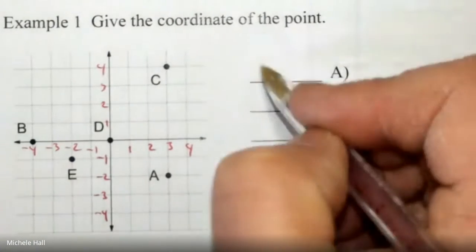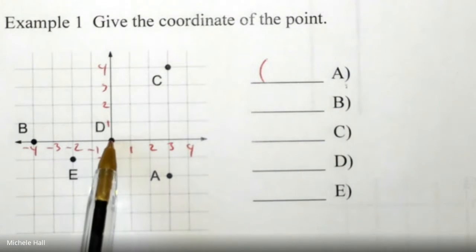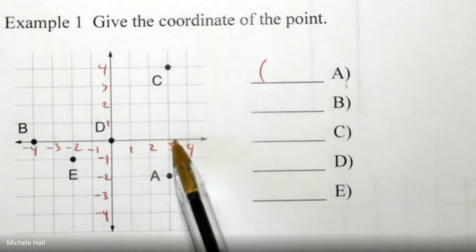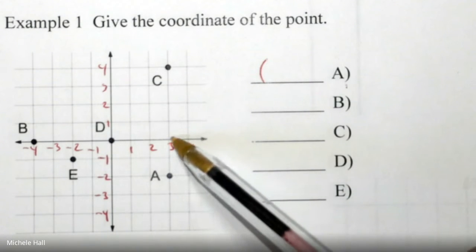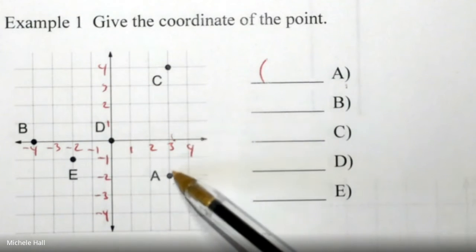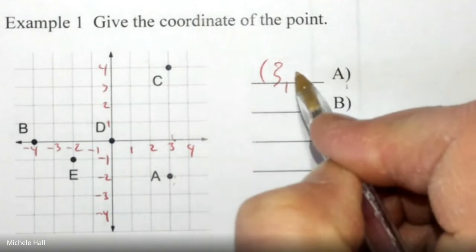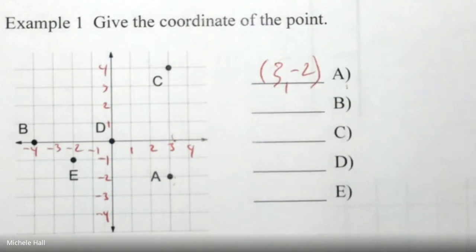And so we make sure we do our X number first. Start at the origin. Where am I going for my X number? I go over to 3. And then my Y number is going to be down 2. So what are those two numbers that I'm using? I'm using 3 and -2. So I went over 3 and then I went -2 to find point A.